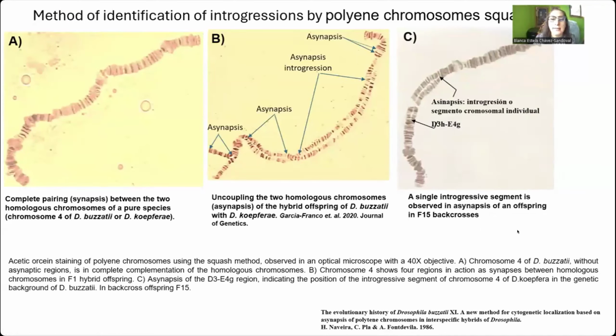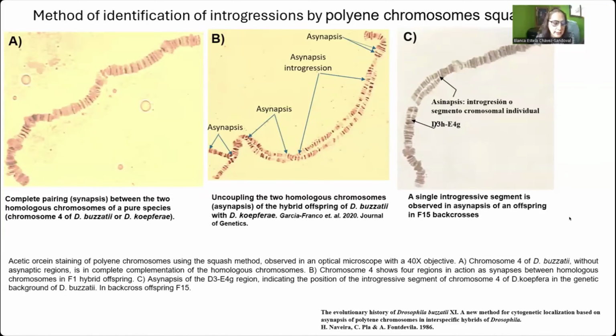In this slide, I present the polytene chromosome squash technique used to identify the introgressive segments of a chromosome from one species in the genetic background of another species. In panel A, we have two homozygous chromosomes from a cross between pure species. In panel B, polytene chromosomes with asynaptic structures are observed that break the pairing between homologous chromosomes of F1, descendants of the sister species Drosophila kefere and Drosophila busati.